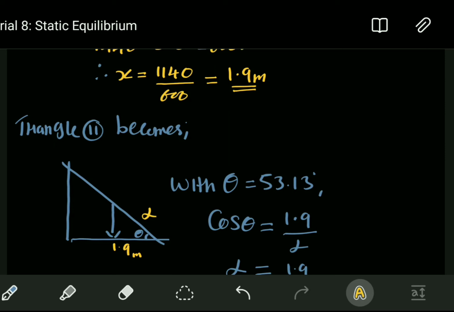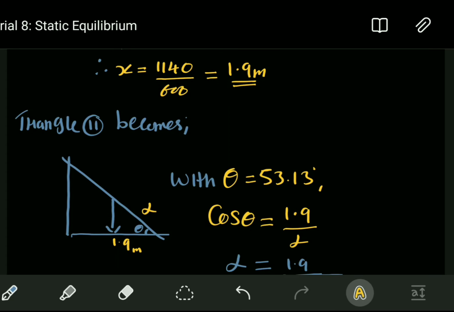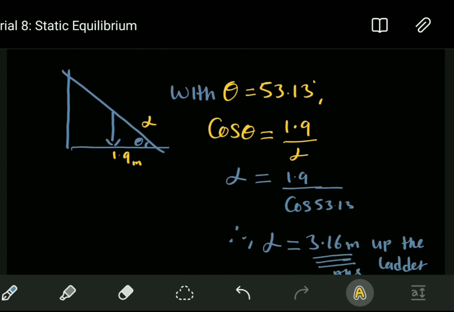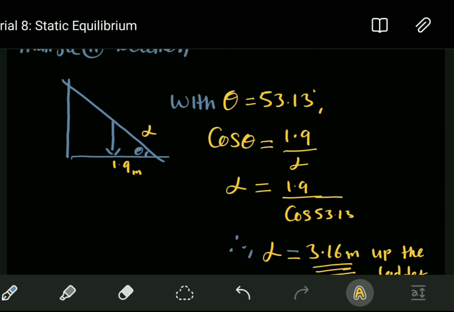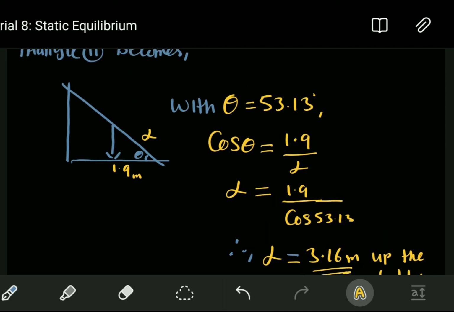So with theta being given, we know that theta equals 53.13 degrees. We can say cos theta equals 1.9 over alpha, from which we can obtain the value of alpha as 1.9 over cos 53.13. Therefore, alpha equals 3.16 meters. So this is how far this man will be able to climb up this ladder before it begins to slide.